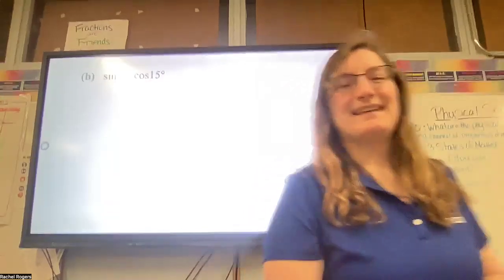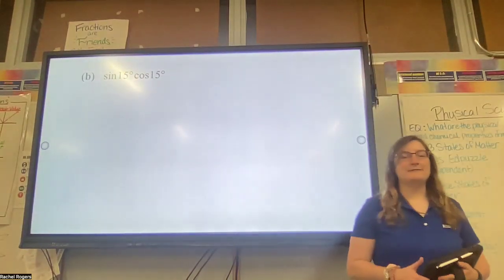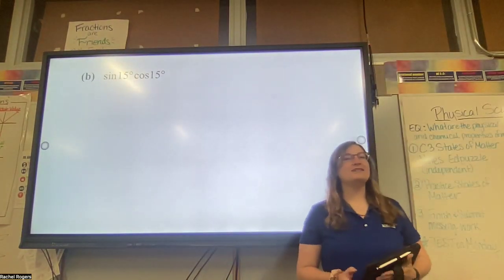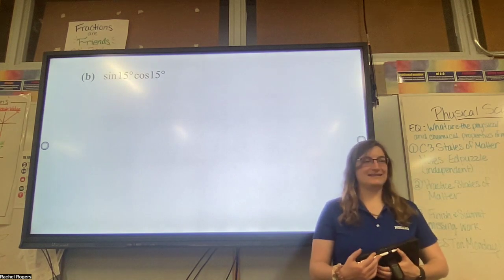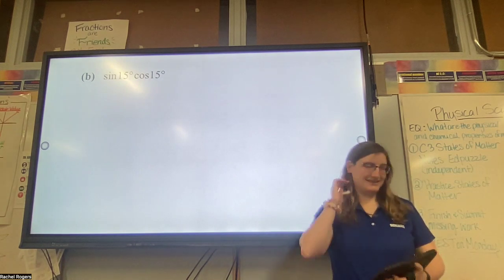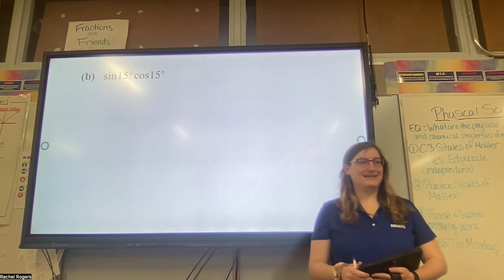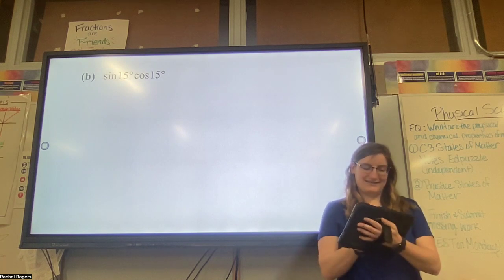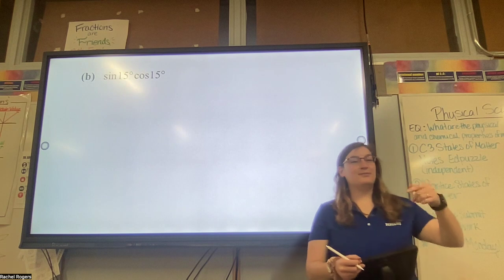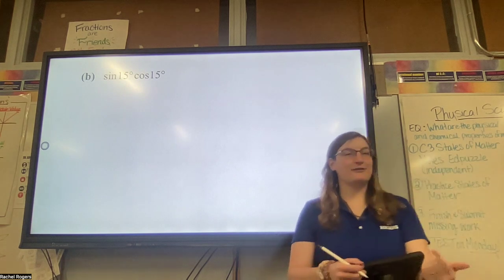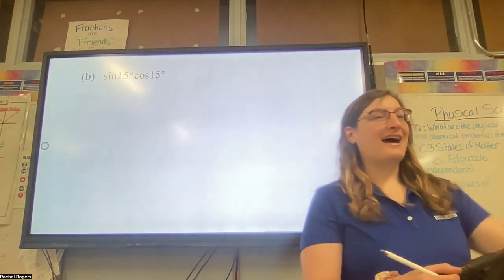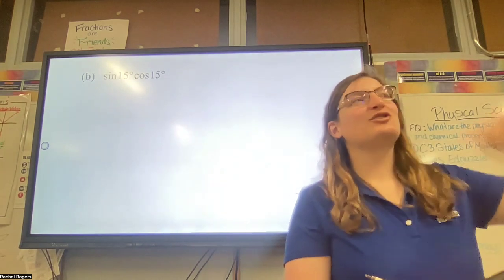Okay, if we look at B, sine of 15 times cosine of 15. What does that look like? That's like sine 2a, but we're missing a 2 in front of it, right? Can we just throw that in there? How do we throw a 2 in without just throwing a 2 in?